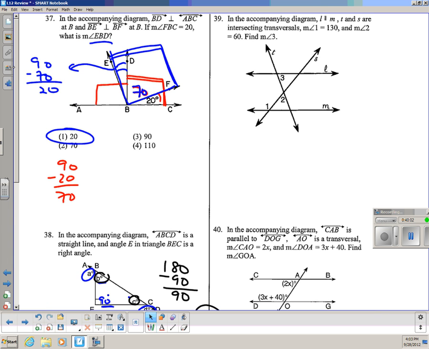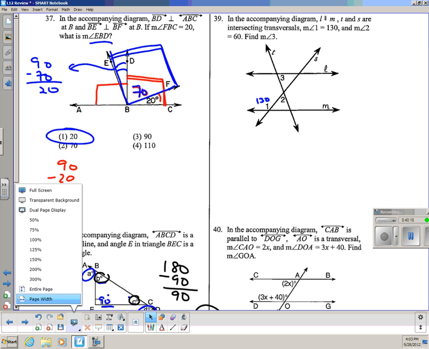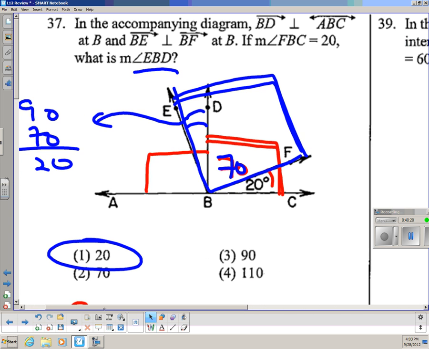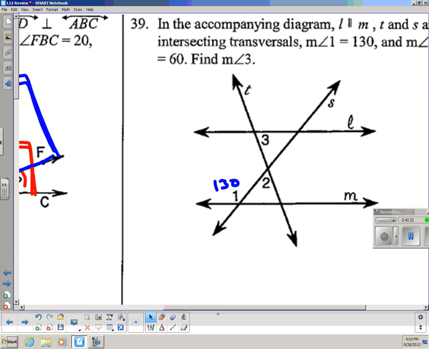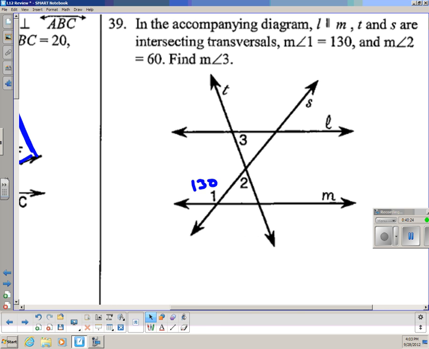Number 39 says, in the accompanying diagram, L is parallel to M. T and S are intersecting transversals. The measure of angle 1 is 130 degrees. The measure of angle 2 is 60. I'm actually going to zoom in here, because there's a triangle in here that's pretty tiny. Here we go. My pen's going to be really fat here, but that's okay. And I want to find the measure of angle 3.